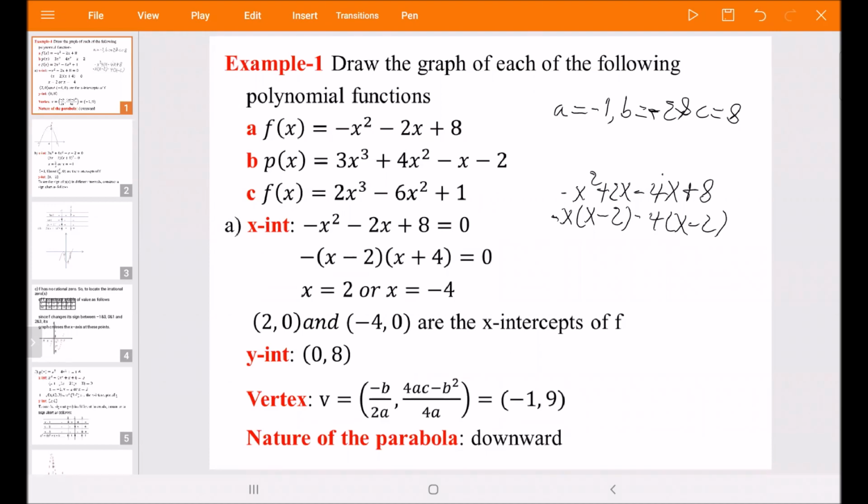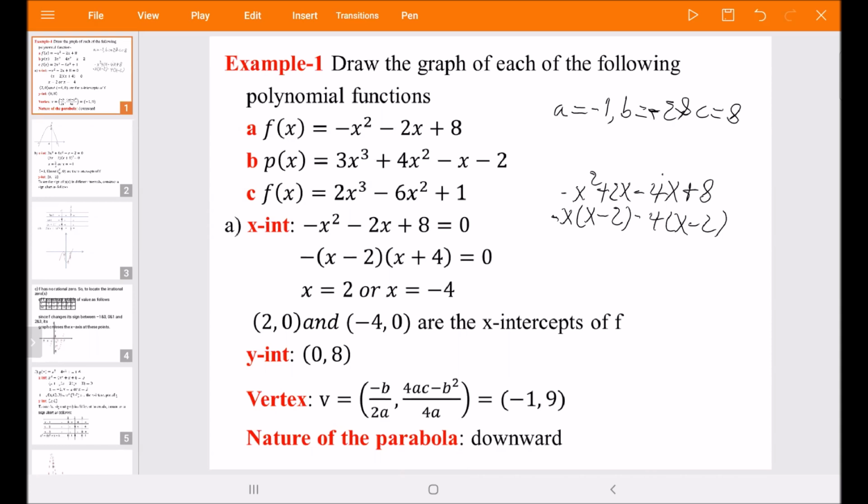Then the last step is the nature of the parabola. The nature of the parabola is determined by observing the sign of the leading coefficient. If the leading coefficient, that is the coefficient of x squared, is a positive number, the parabola is an upward parabola. And if the coefficient of the leading term, in this case the coefficient of x squared, is a negative number, the parabola is a downward parabola. So because the coefficient of x squared in this case is minus 1, the nature of the parabola is downward.